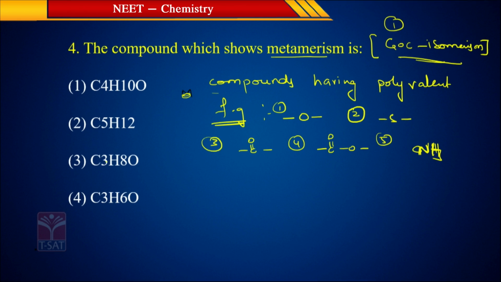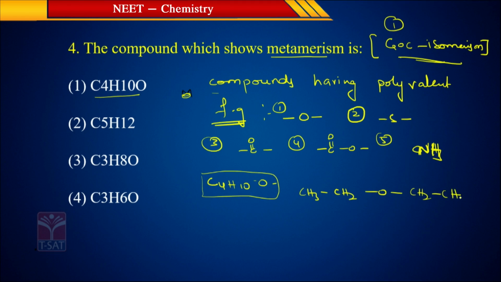Particularly here they have given a compound like this, C4H10O. Metamerism is a type of isomerism where the polyvalent functional groups have different alkyl groups. Their formula will be the same, but with different alkyl groups. C4H10O we will see now: CH3, CH2, O, CH2, CH3. Is it C4H10O or not? Yes. This is one of the isomers of the formula C4H10O.